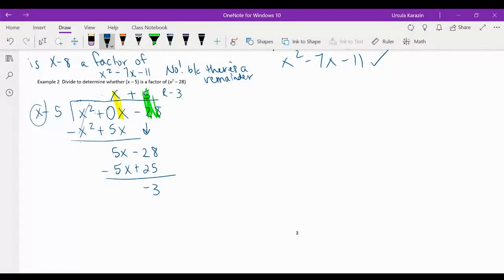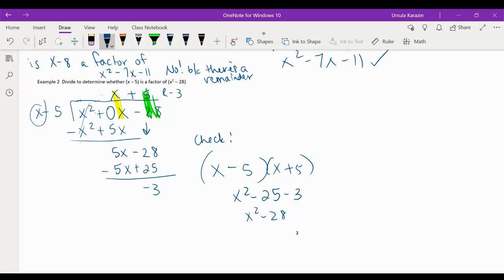So let's try it again, make sure it worked. So we've got x minus 5. Here's our check step. And x plus 5, which hopefully you recognize is the difference of squares. So it's x squared minus 25, but don't forget our remainder, which is a minus 3. So that's x squared minus 28, and that checks.